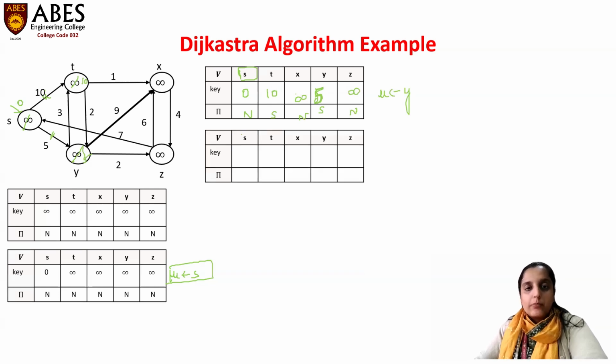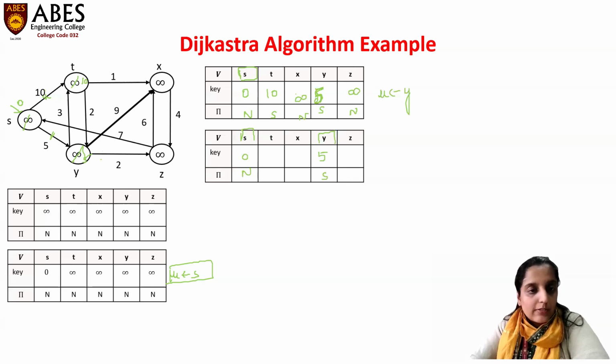As you can see, from this particular weight matrix, we have already visited S, so its value will be copied, and we are about to visit Y, so its value will also be copied from the previous matrix. Now from Y we can travel to Z, we can travel to X, and we can travel to T also. So let's start exploring these paths.